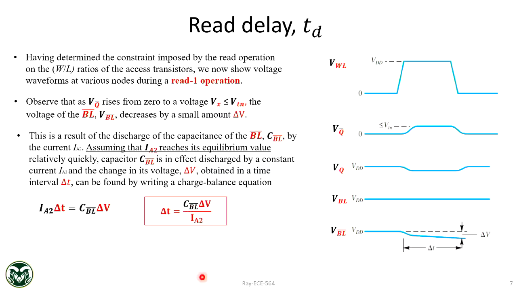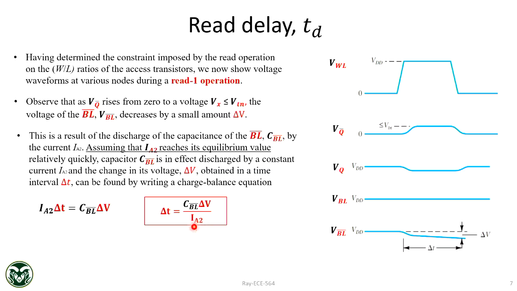So these are the typical things you can think about, and delta V is the constraint defined by your sense amplifier, that is, how small a voltage I can sense. Is it 100 millivolt, 200 millivolt? So we'll see a couple of problems using this kind of equation. Here, the difficult part is finding IA2.